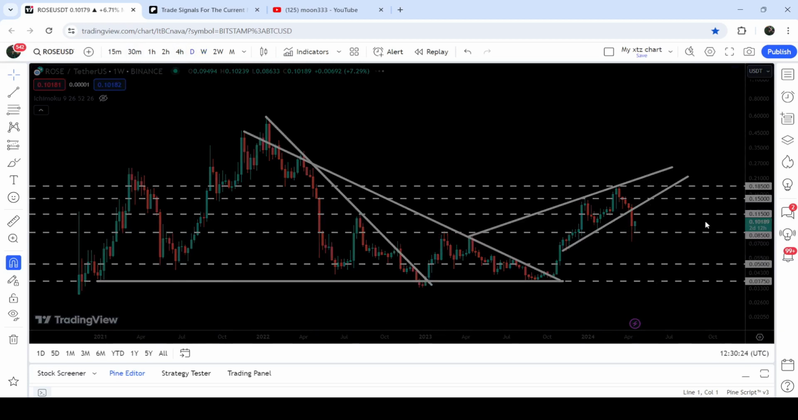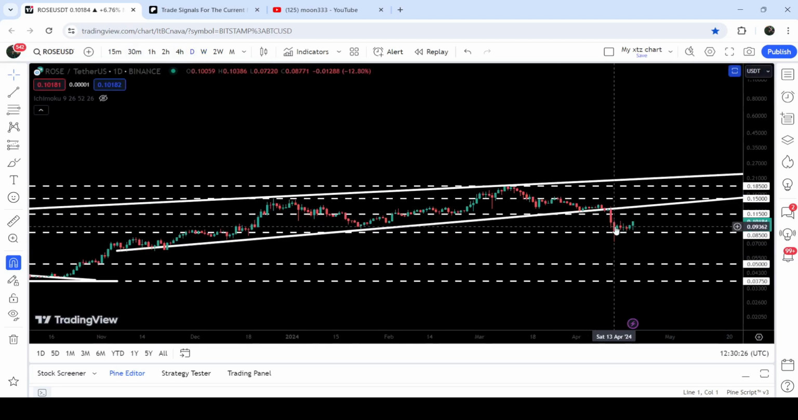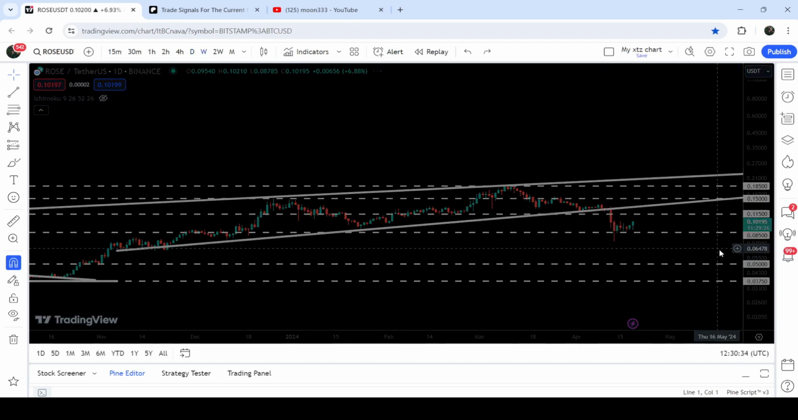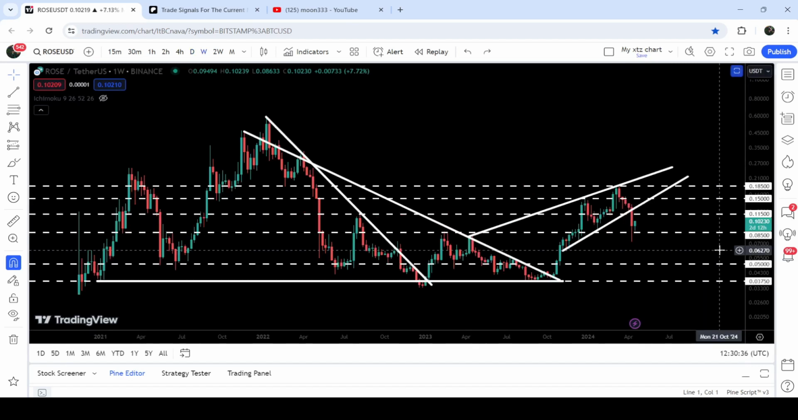If we take a look at the daily time frame chart, then you can see that we had a long spike to the downside, but the price could not break down. And now it is getting accumulated above this support of 8.5 cents. And in today's video, we will analyze this move.